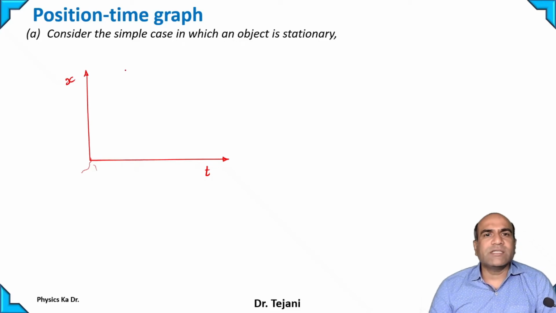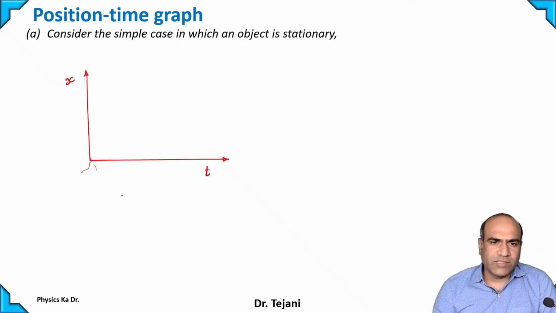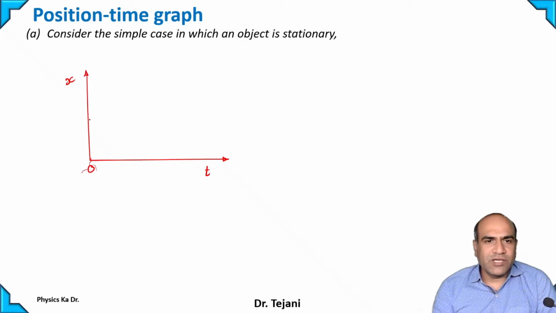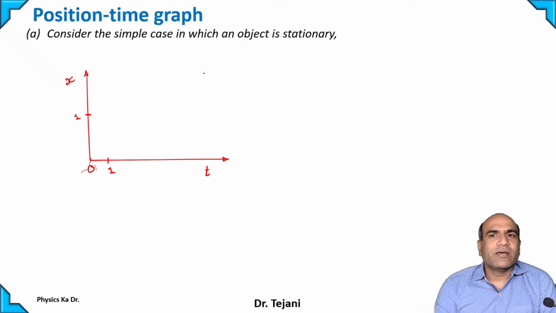So what is given? Consider the simple case in which the object is stationary. Say, for example, at time is equal to 0, x is stationary at some distance. Say x is equal to 1, for example. At time is equal to 1 second, what does it mean? It should be stationary, so this point should be here. At 2 seconds, it is again stationary, so it should be here. At 10 seconds also, it is stationary.